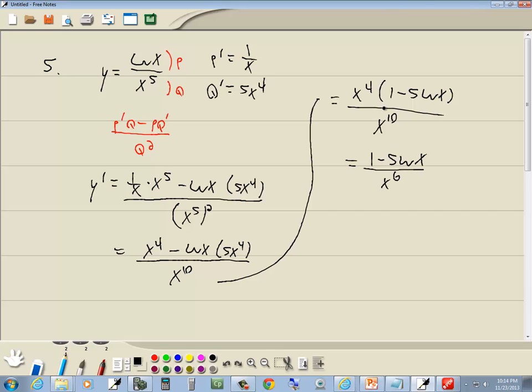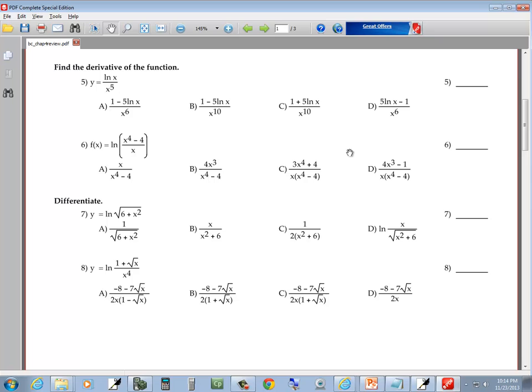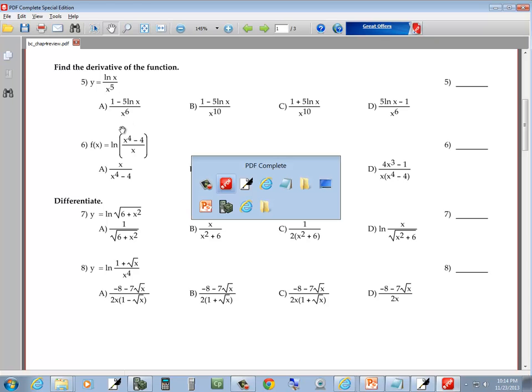X to the fourth and x to the 10th, those reduce. 1 minus 5 ln of x. Looks like a. Let's look at number 6.